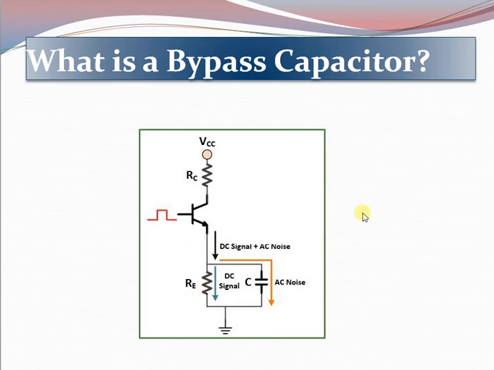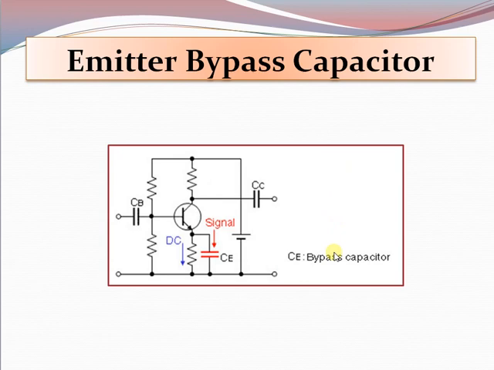Next, usually if you see the bypass capacitor, it is being used in the emitter circuits. So let us look into the emitter bypass capacitor. You can see that the emitter bypass capacitor here is represented by CE, and the DC signal is purely passed through the resistance connected to the emitter terminal.